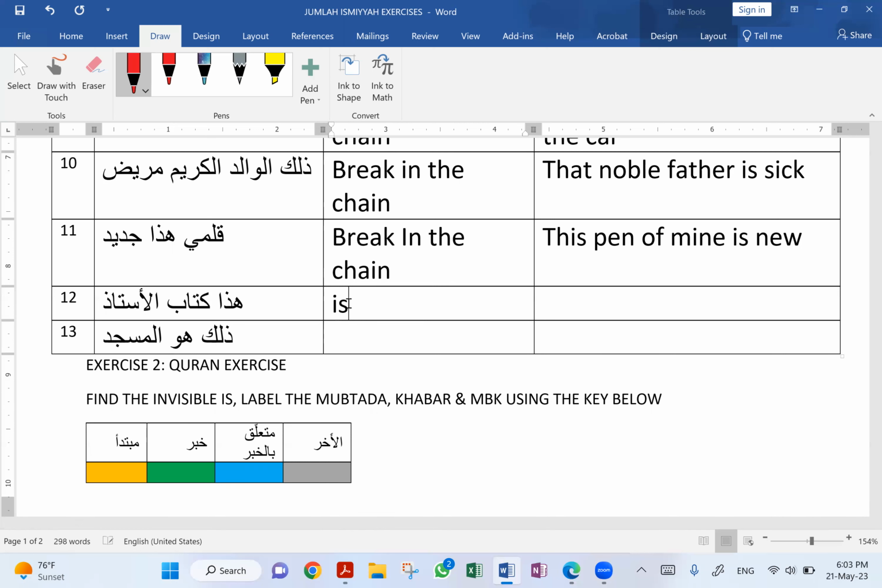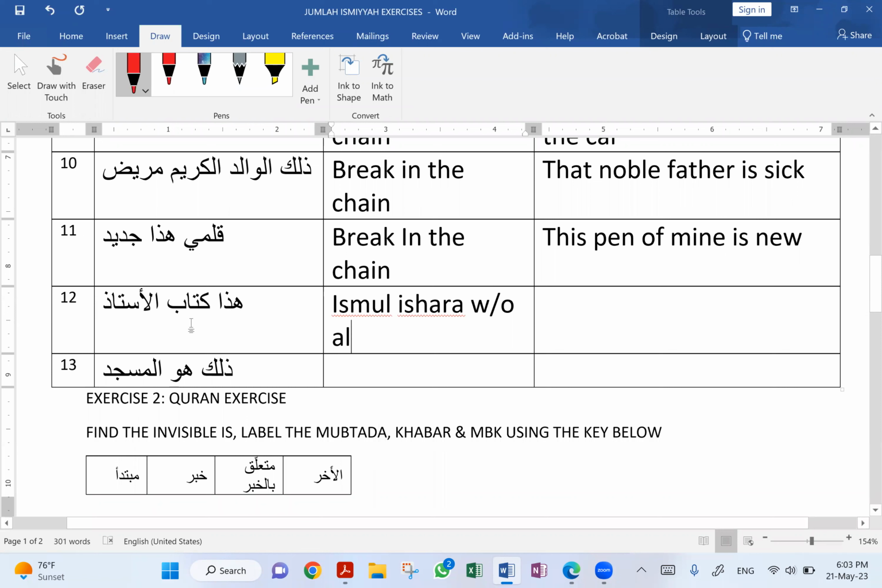Ustad's book. Yeah. So we have ismul ishara, and then the second one does not have al. So mushar without al. So this is pretty straightforward. And of course, kitab would be the mudaf, kitabul ustazi, the mudaf ilayh. Of course, this means this is Ustad's book. We can just say Ustad's book. So now apostrophe s would be the idafa. Now we have a damir al-fasl here. Who wants to take this last one?